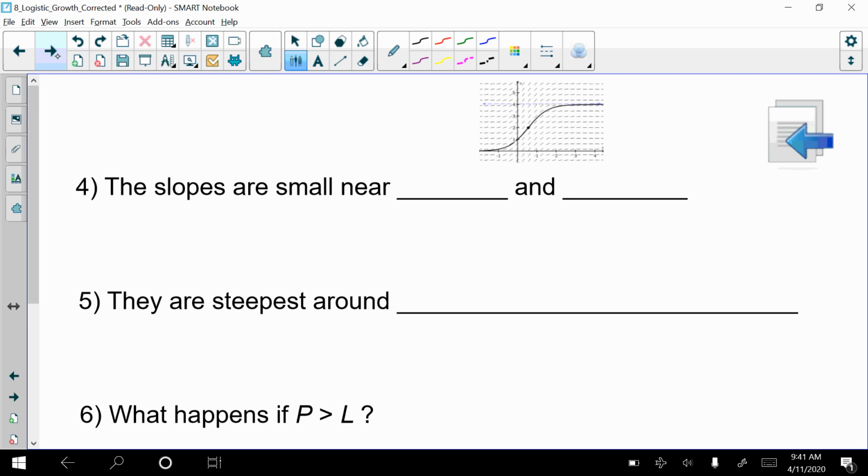So here the slopes are small near where the population is 0 and where the population is going to be equal to as it approaches the carrying capacity. So at the very beginning of the curve and at the very end of the curve, that's where your slopes are the smallest, where they're closest to 0. It is steepest at the point of inflection of the curve, where it changes from being concave up to concave down or vice versa, meaning that is half of the carrying capacity.